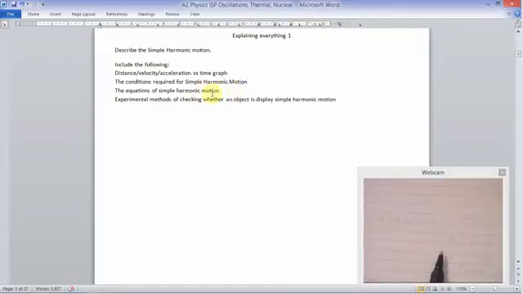The equations of simple harmonic motion are all listed in the equation list in the ISP, so I'm not going to list those out. For an experimental method for checking whether an object is displaying simple harmonic motion, the simple ones are a mass on a spring, which you would have done in class, and a pendulum. So make sure you have a go at describing those experiments.